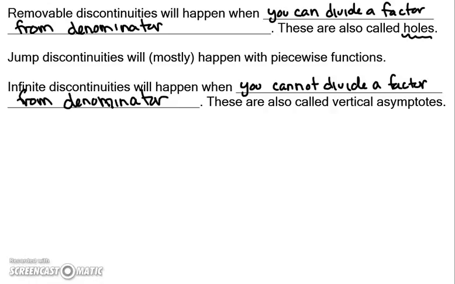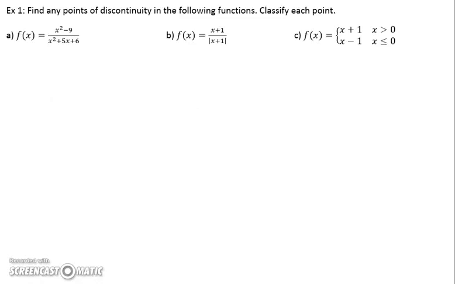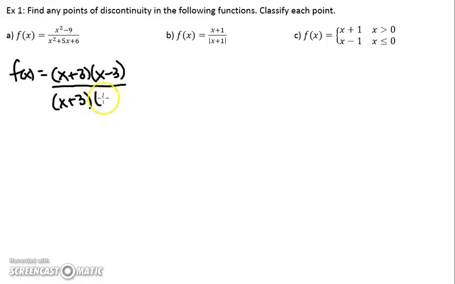So let's try to find some points of discontinuity. Find any points of discontinuity in the following, and then classify each point. So if we're starting with (x squared minus 9) over (x squared plus 5x plus 6), the first thing I want to do is factor the numerator and the denominator. We have a difference of squares in the top, so (x plus 3)(x minus 3). In the bottom, we're going to get (x plus 3)(x plus 2).